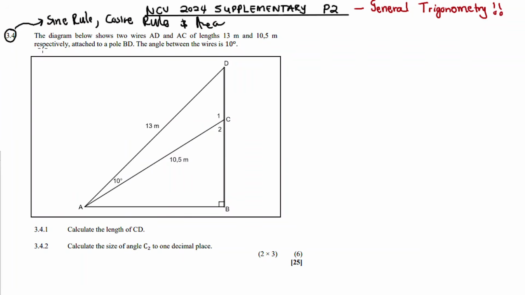Okay, so the diagram below shows two wires, AD, here's AD, and AC, here's AC, of lengths 13 and 10.5 respectively, attached to a pole BD. The angle between the wires is 10 degrees. Here it is. And then 3.4.1, calculate the length CD.